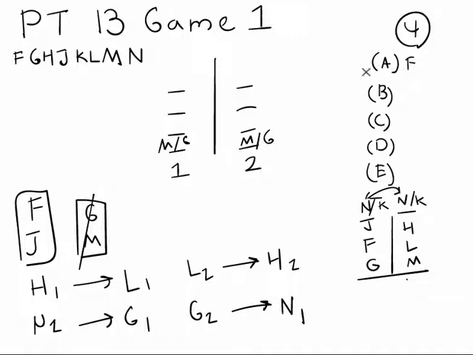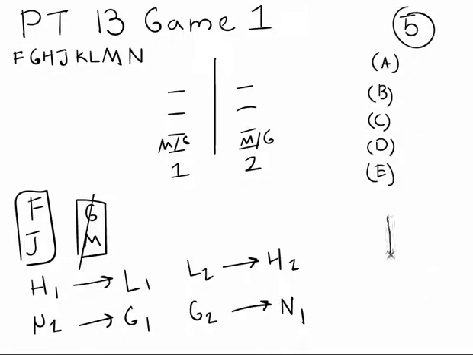And A is F, that's no good. B is G, that's no good. C, H, no good. J, no good. We're left with E as the only one remaining. Yeah, it's good. K. K can dance around between the 2 groups here.